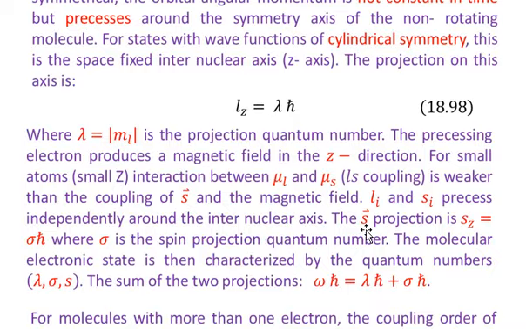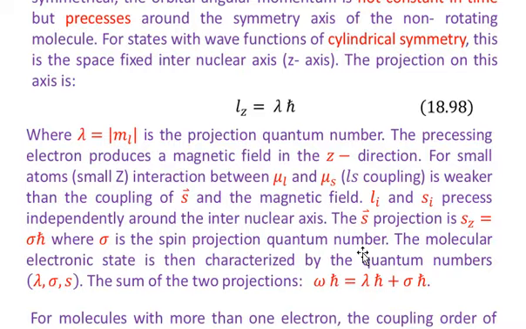The projection of the spin angular momentum S is Sz equal to sigma h bar. For the orbital projection we used lambda, and for the spin projection we use small sigma. To give it the unit of angular momentum, I have multiplied it with h bar. So Sz, the z component of the spin angular momentum, which is the projection of the vectorial form of S on the z-axis, is equal to sigma times h bar, where sigma is the spin projection quantum number.